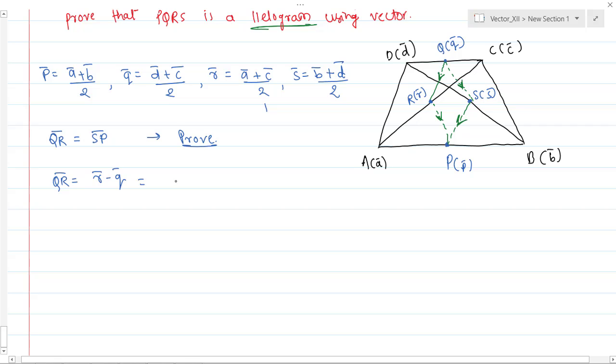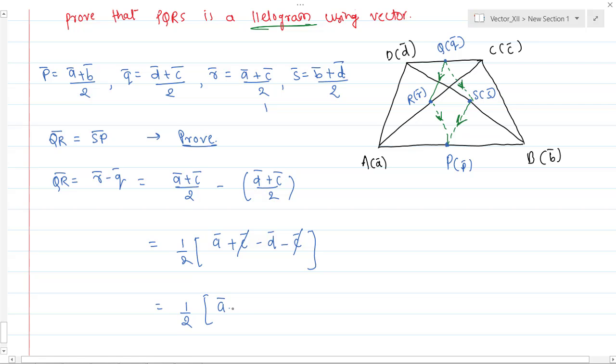Let's substitute their values. R is what? It is (A bar plus C bar) by 2 minus Q, which is (D bar plus C bar) by 2, which is equal to, if I take 1 by 2 common, I will have A bar plus C bar minus D bar, sorry, it should be minus C bar, okay, plus C bar minus C bar cancel. So what is remaining? This is equal to 1 by 2 (A bar minus D bar). Okay, so this is our QR bar.